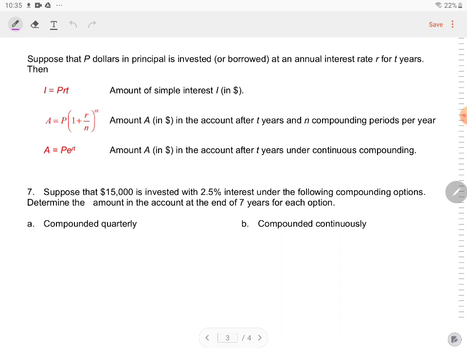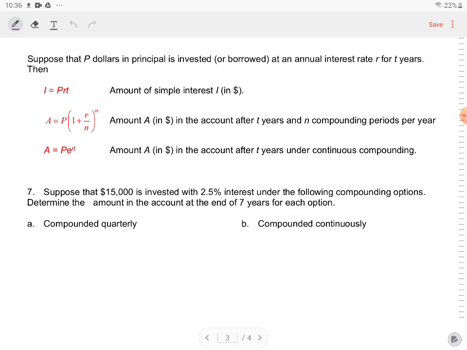All right, now we want to look at money and investments of money. Okay, so P is the principal. It's money that you either have or that you've borrowed. And the R stands for the annual interest rate, and T is time in years. So simple interest is I equals PRT. That's not your total amount. That's how much interest you would earn.